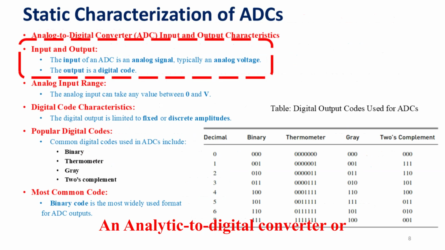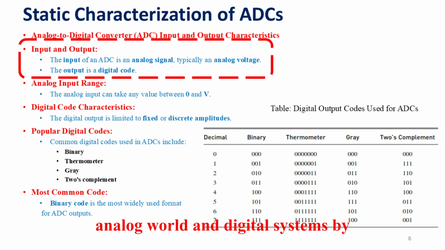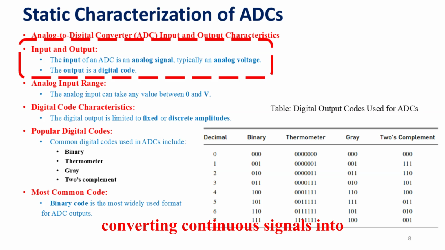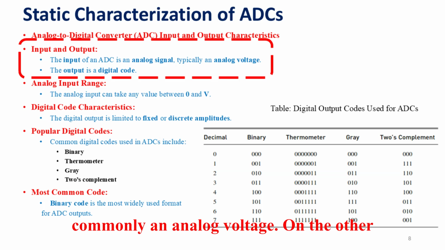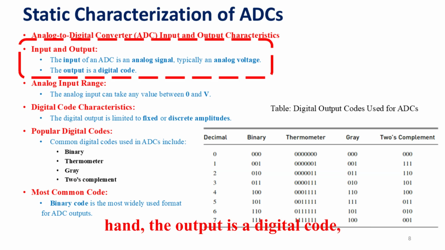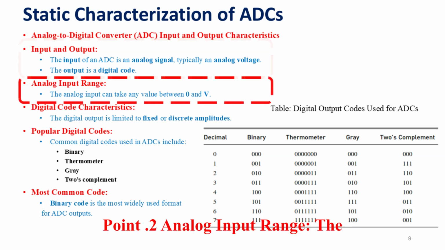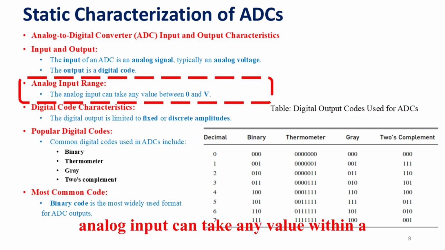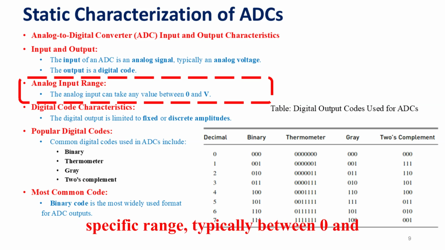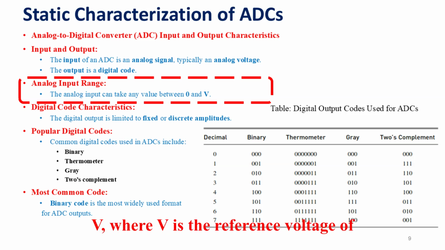An analog-to-digital converter, or ADC, bridges the gap between the analog world and digital systems by converting continuous signals into discrete digital codes. Point 1. Input and output. The input to an ADC is an analog signal, most commonly an analog voltage. On the other hand, the output is a digital code, which represents the analog input in a digital format. Point 2. Analog input range. The analog input can take any value within a specific range, typically between 0 and V, where V is the reference voltage of the ADC.